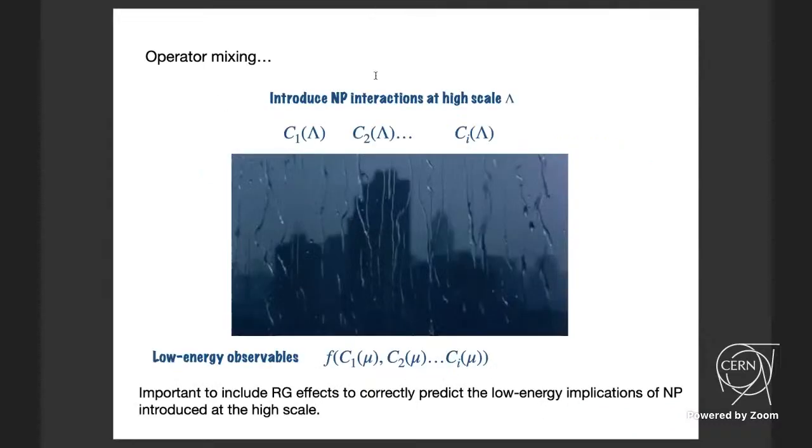Okay, so that means if you introduce some new interactions at the high scale, you start with some Wilson coefficients, and when you run them down and calculate the observables at the low energy, the picture can totally change because of this operator mixing. So new operators might appear, and some operator which you started with may be enhanced or suppressed. So it is very important to include the RG effects to correctly predict the low energy implications of any new physics that you introduce at the high scale. So in this case, we introduce semi-electronic operators.